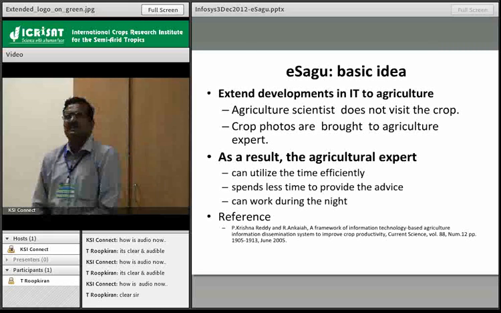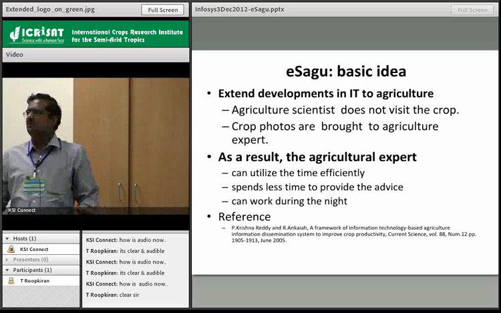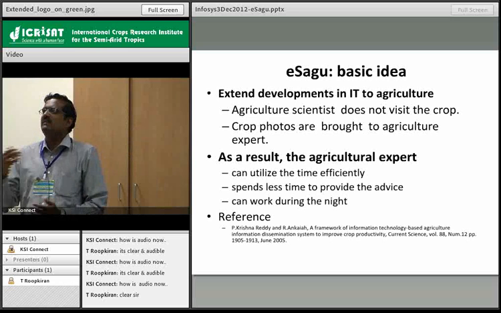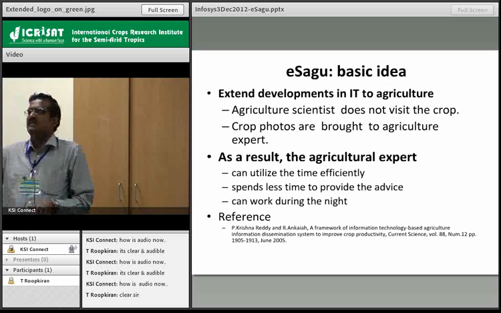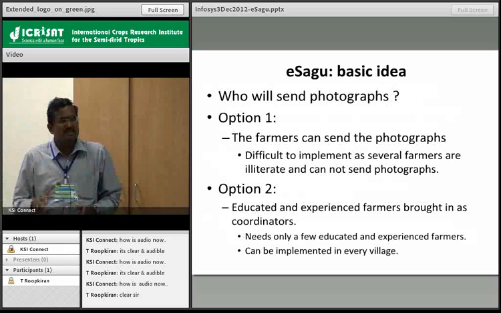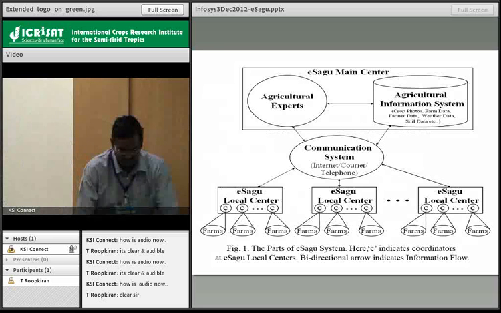The farmer will send the photographs, but at this juncture, due to a lot of illiteracy, this assumption may not hold. So each village creates a structure. Those who have completed 8th class or 9th class, and they are farmers, will work as coordinators with a digital camera. They will take the photographs of other farms. So this is the structure.